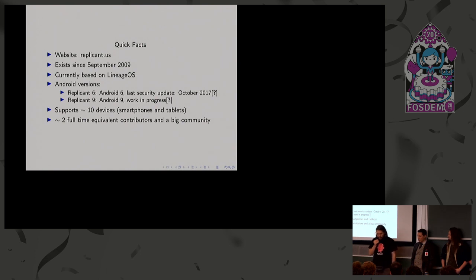as of today. So on Replicant 6, we support about 10 devices, smartphones and tablets, and we have about two full-time contributors. We have more than two contributors, but the equivalent is about two people full-time.